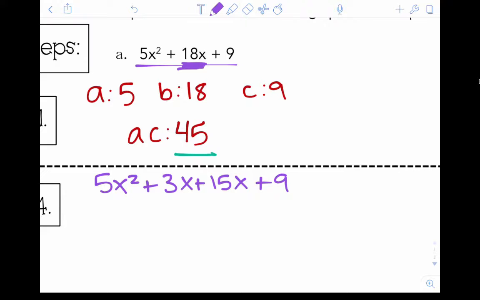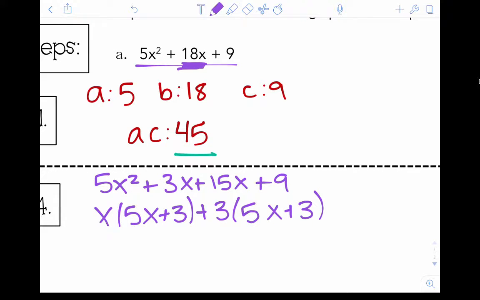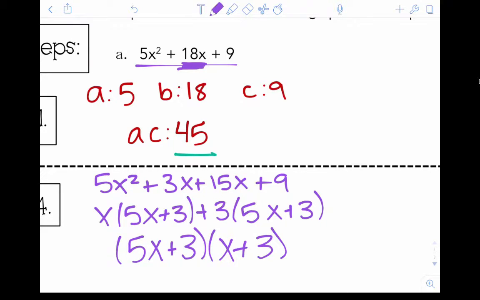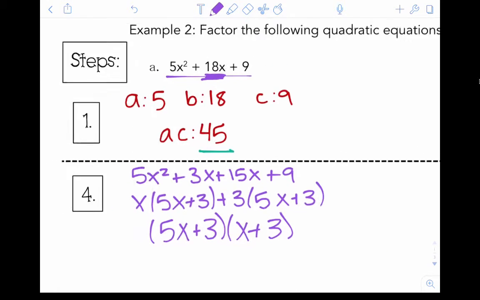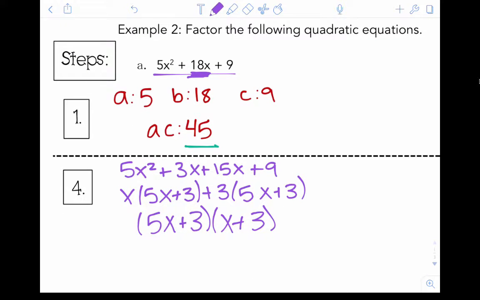So I'm going to factor this out. I'm going to take an x out of my first two terms. I'm left with 5x plus 3. I'm going to take out a 3, and I'm left with 5x plus 3. So I have 5x plus 3 times x plus 3. And that's it. This is factored out now.